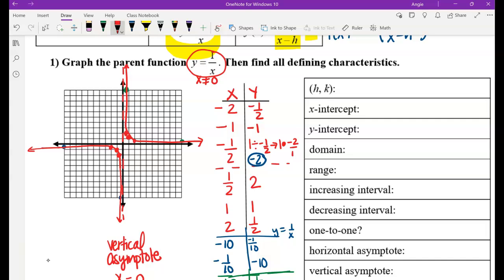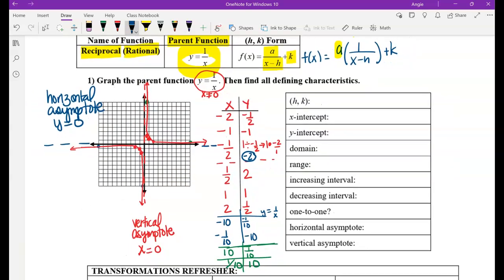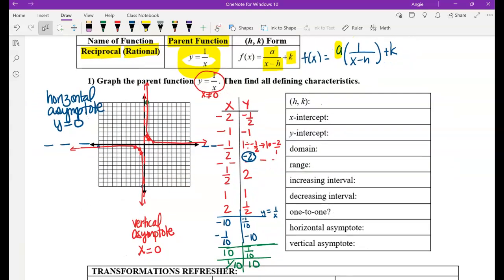So what's happening is, guys, we can't ever have a value equal to 0 for the y. That means y can't be 0 either. So that will create a horizontal asymptote. Horizontal asymptote is y equals 0. It represents what y cannot be. Okay, so again, horizontal asymptote represents what y cannot be.